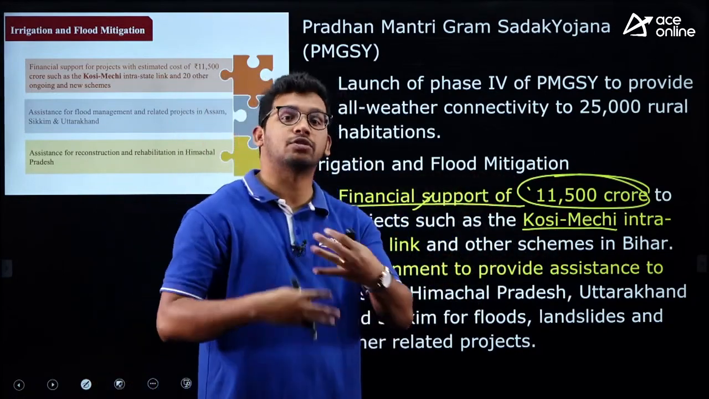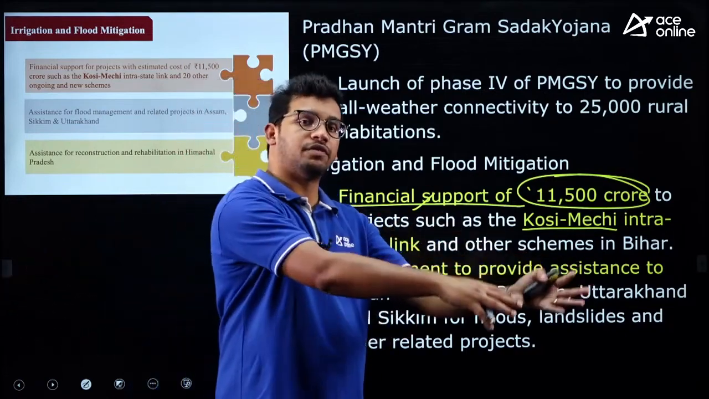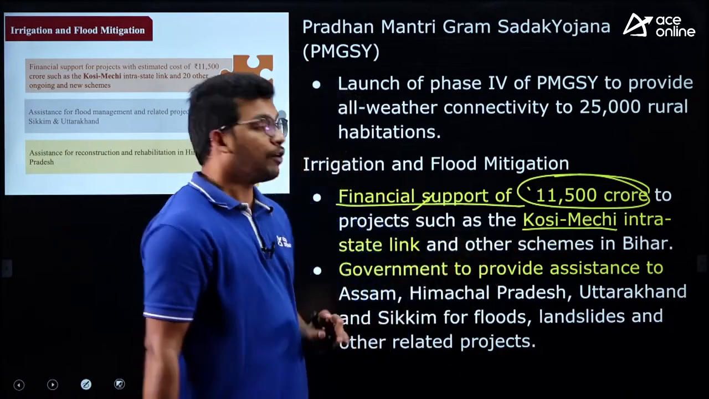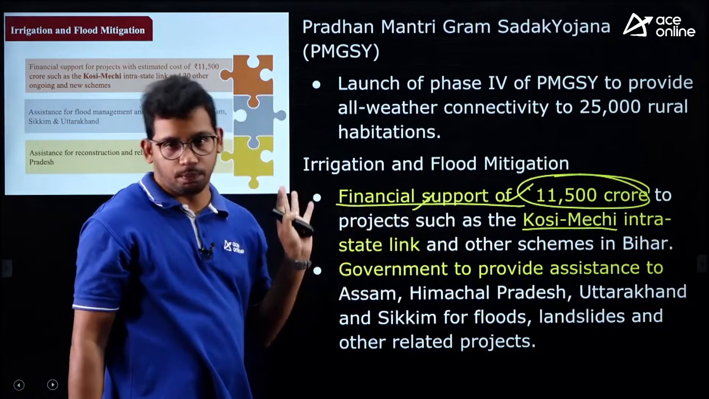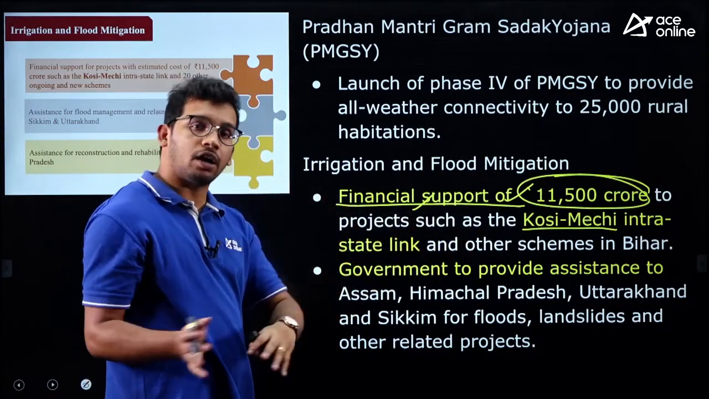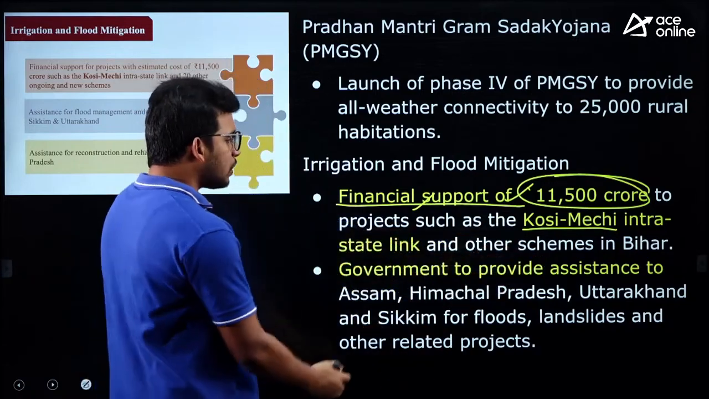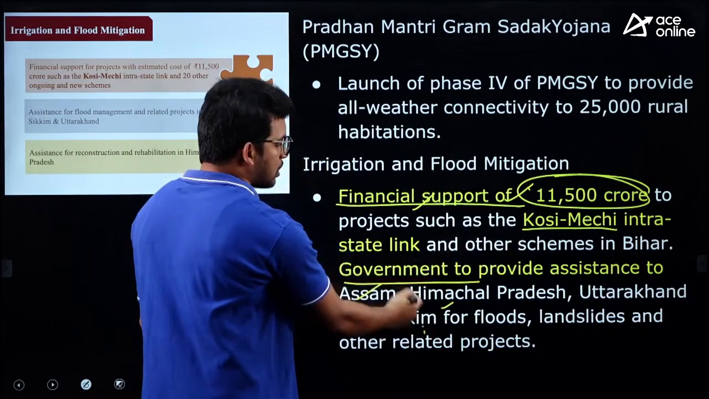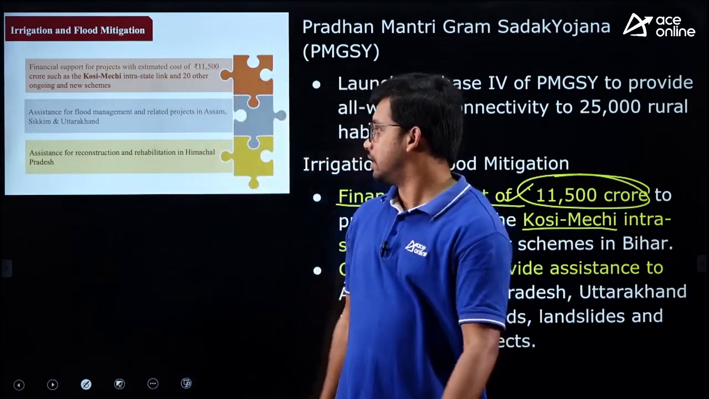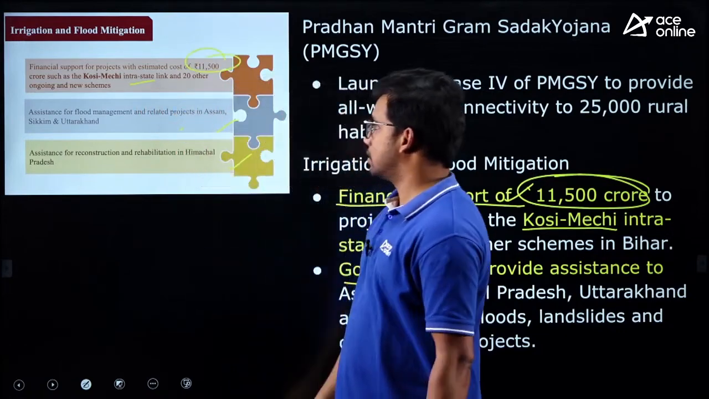Kosi is called the sorrow of Bihar because many times there are a lot of floods in the Bihar region. Now whatever the excess floods or water is there, that will be shifted to the other river basin, that is Mechi river. For that particular purpose government has come up with the 11,500 crore rupees, right, to mitigate the flood, and also that water can be used by other states, right. Government is also going to provide assistance to various states like Assam, Himachal Pradesh, Uttarakhand, Sikkim for flood management and landslides, right. The same thing was discussed here, fine. So this we have already discussed.